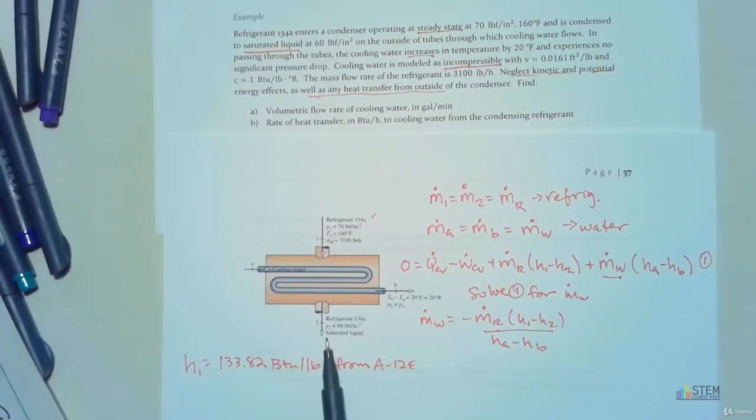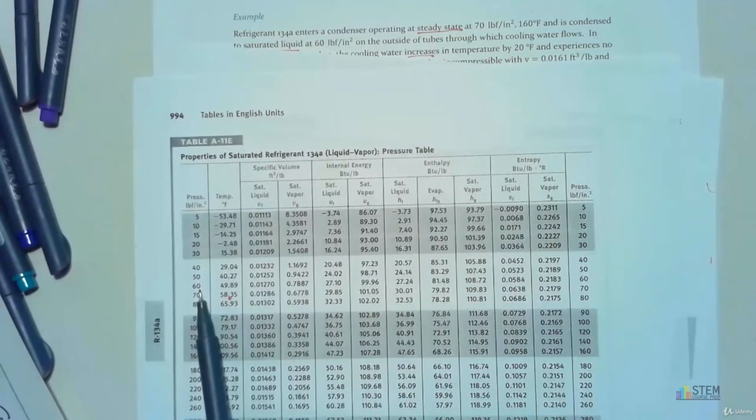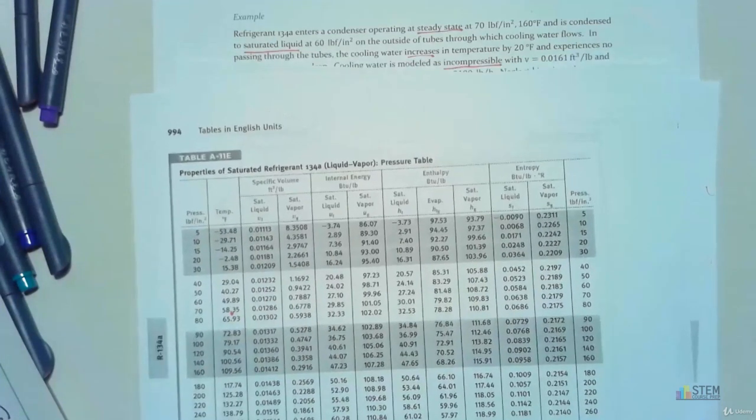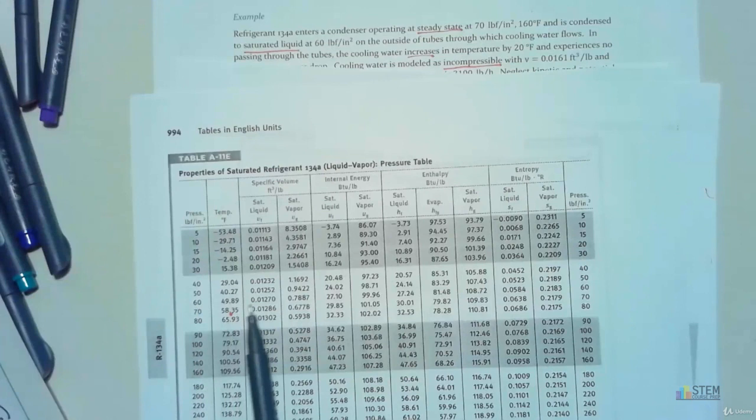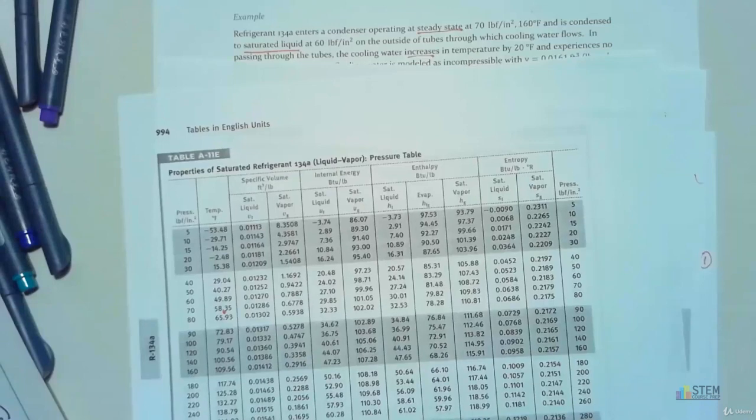Now, if you do the same thing here at the exit for 2, for this point, we know we have saturated liquid. We just need to look in the saturated table to find our H value for that specific pressure. All right, so we're at 60. So come back to this table, look at 60, and then if we have saturated liquid, then we're going to come over here till we get to enthalpy, and we're going to be right here, 27.24.